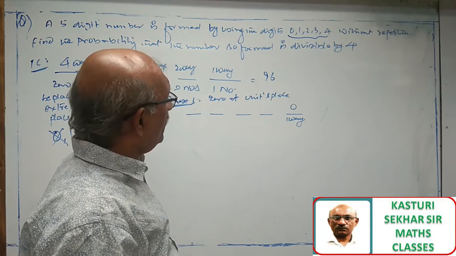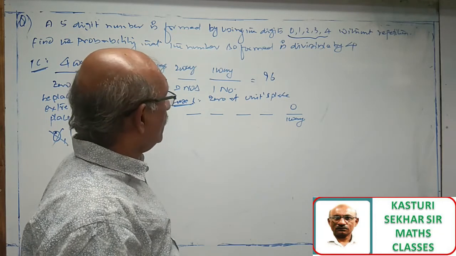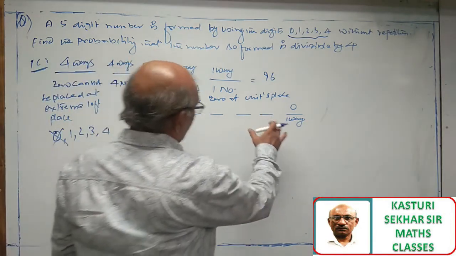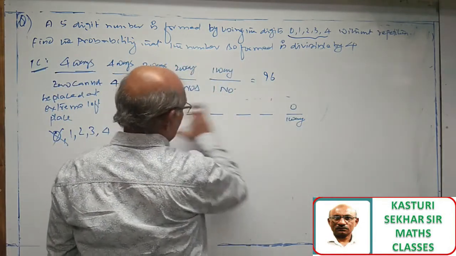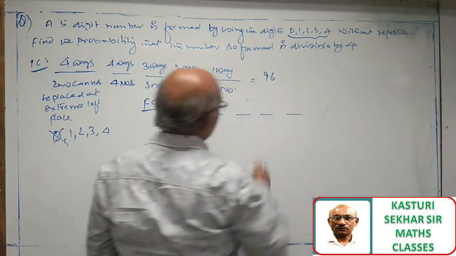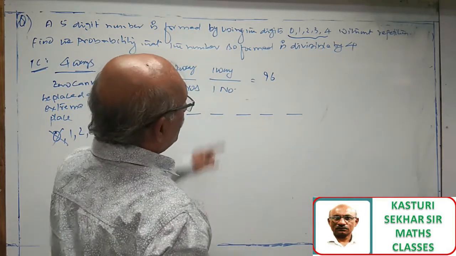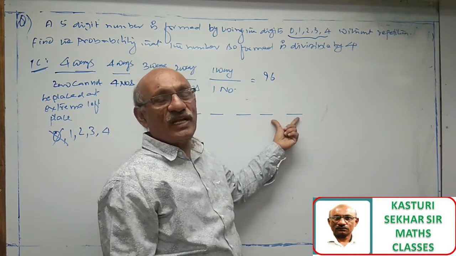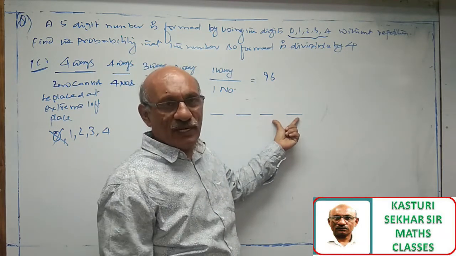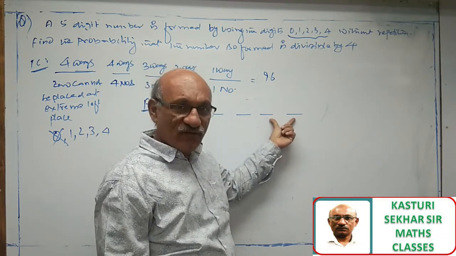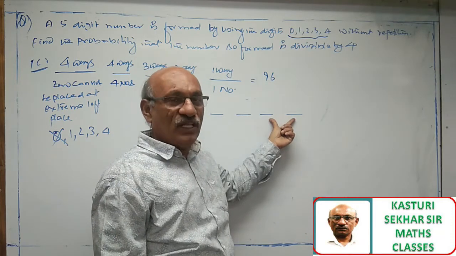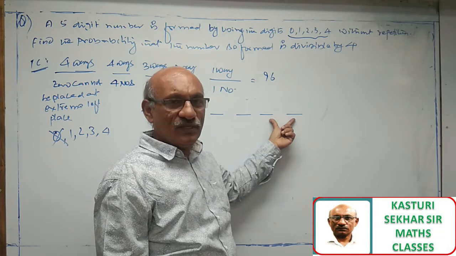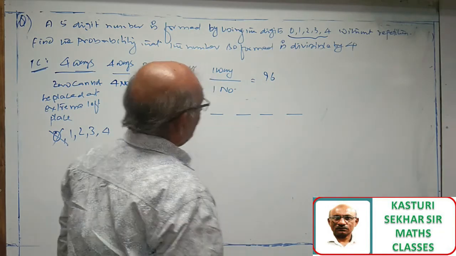This is divisible by. No, sir. Let us go to the favorable cases this way. Now, the number at the units place and tens place means it is a 2-digit number. If this 2-digit number is divisible by 4, then the number is divisible by 4. So let us see the case here.